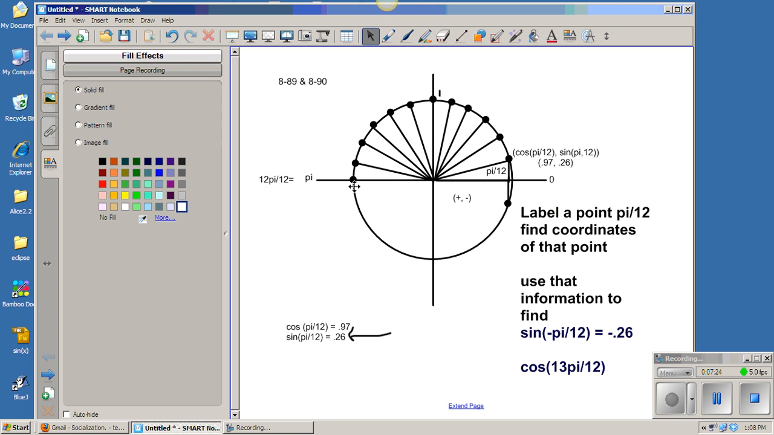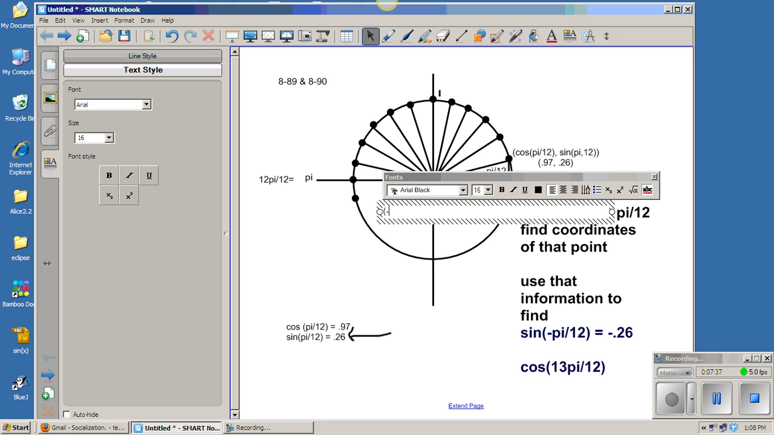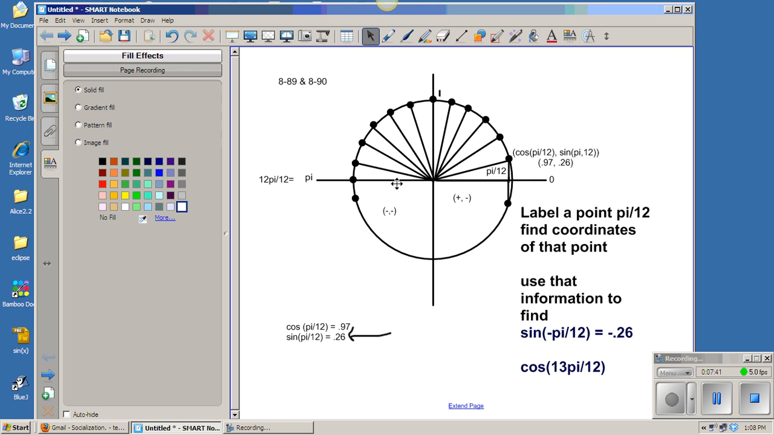And so 13 pi over 12 is going to be the next one down. 12 pi over 12, 13 pi over 12. And what do I know about this quadrant? I know they're both negative here. Cosine is negative and sine is negative. But I still have the same angle.